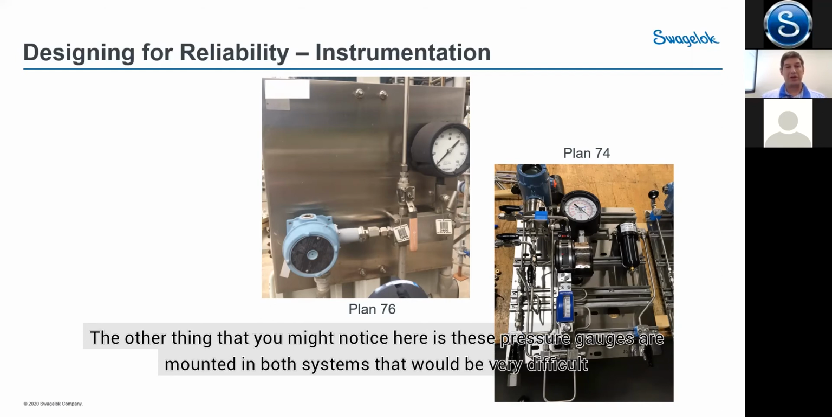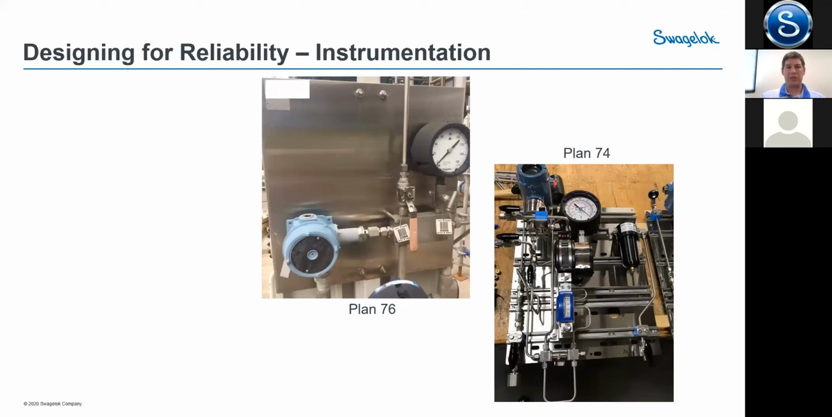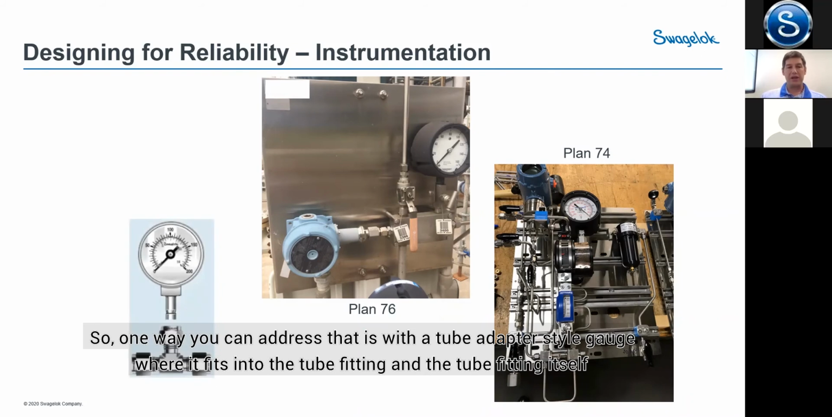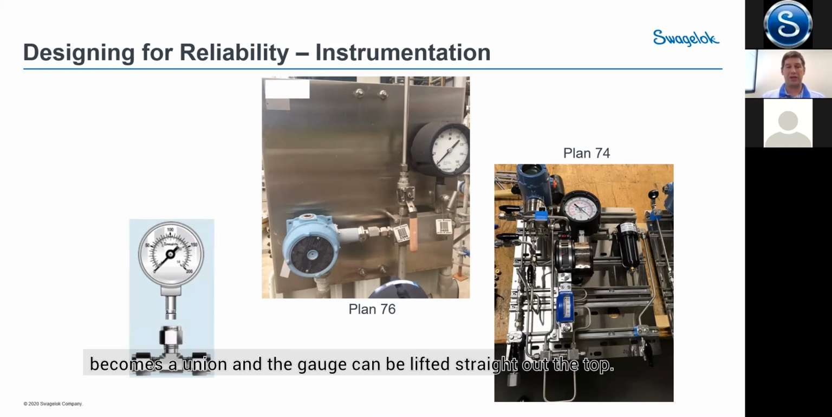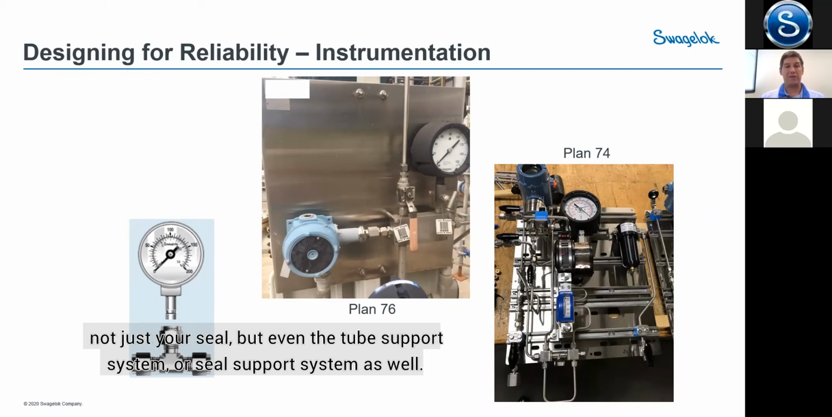The other thing that you might notice here is these pressure gauges are mounted in both systems in a way that would be very difficult to remove them from the system if they did have to be replaced or taken out for calibration, because this threaded joint here would not allow it to spin in reference to the other materials there. So one way you can address that is with a tube adapter style gauge, where it fits into the tube fitting, and the tube fitting itself becomes a union, and the gauge can be lifted straight out the top. Again, just trying to design for ease of maintenance, reliability of the system in general, not just your seal, but even the tube support system or seal support system as well.